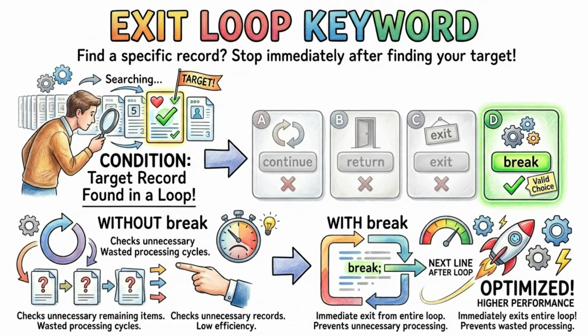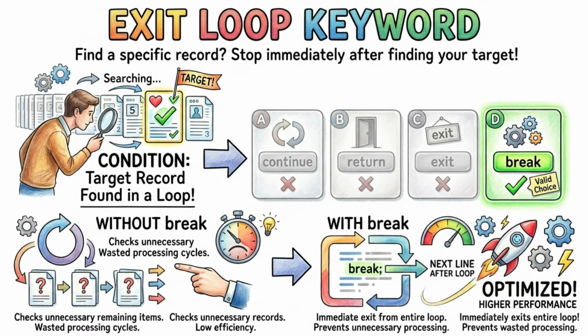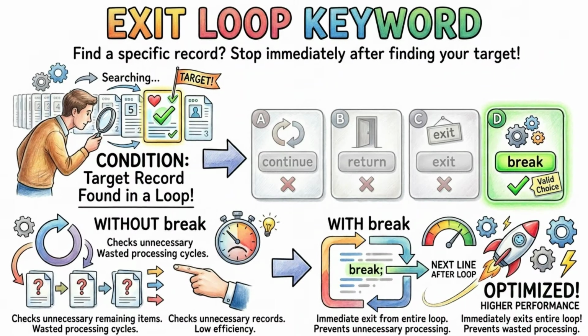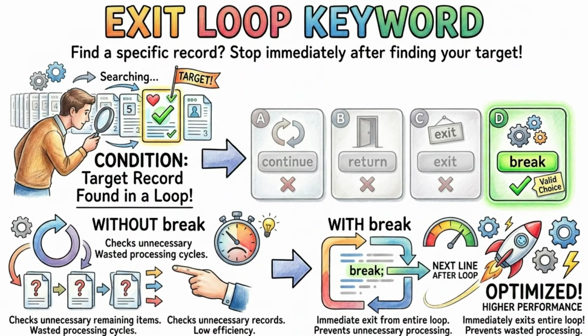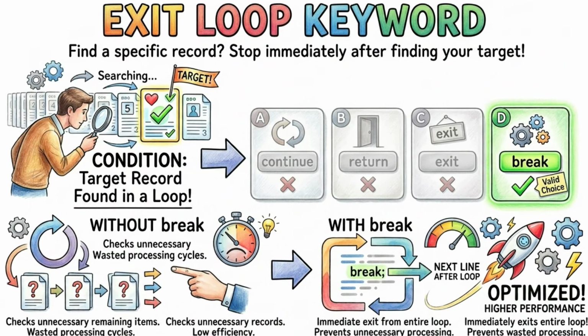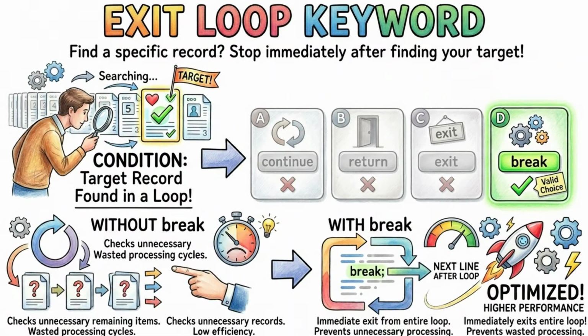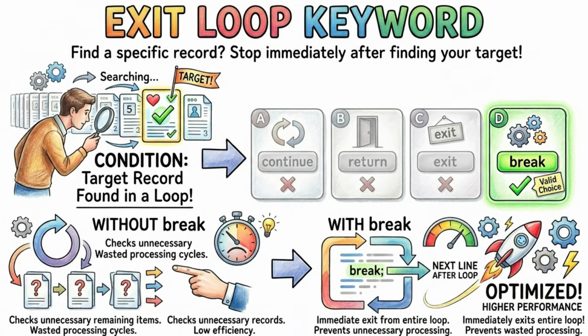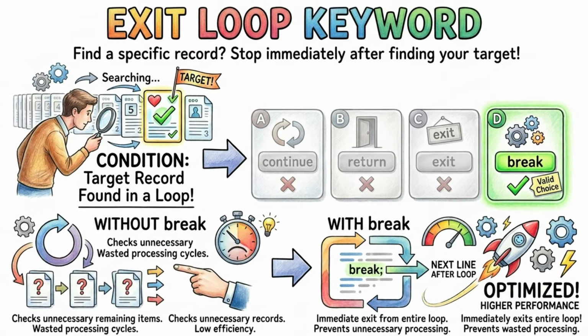Imagine you are searching through thousands of records. Once you find the exact target you are looking for, there is absolutely no reason to keep looping. To optimize your code, you should use the break keyword. When Java encounters a break statement inside a loop, it immediately destroys the loop entirely and moves on to the next section of your program, saving valuable processing power.